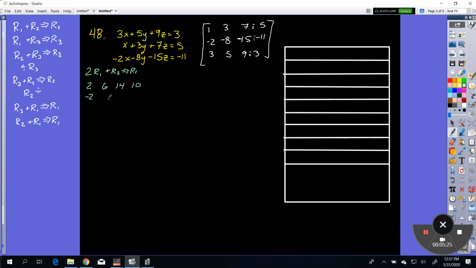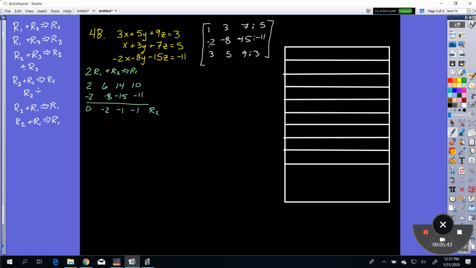And then row 2 is negative 2, negative 8, negative 15, negative 11. So when I add those together, I get 0, negative 2, negative 1, negative 1. That's my new row 2. So now I'm going to work on my row 3.